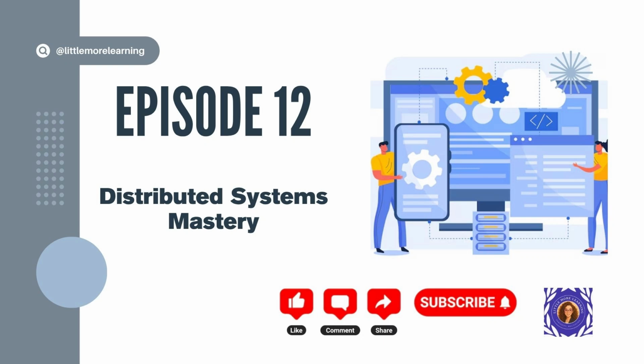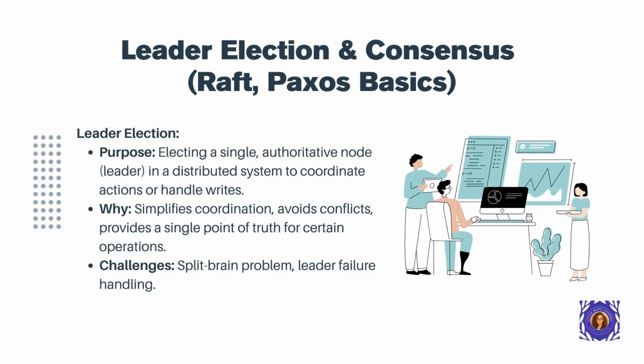Today we're looking into one of the most fascinating and challenging areas of computer science, distributed systems mastery. In any distributed system, coordinating actions across numerous independent nodes presents inherent complexities. This often leads to two critical and closely related problems: leader election and consensus.